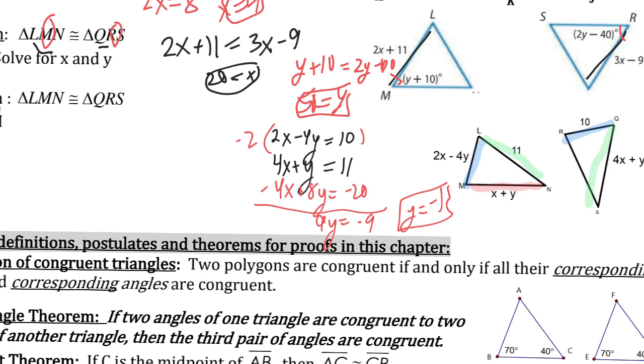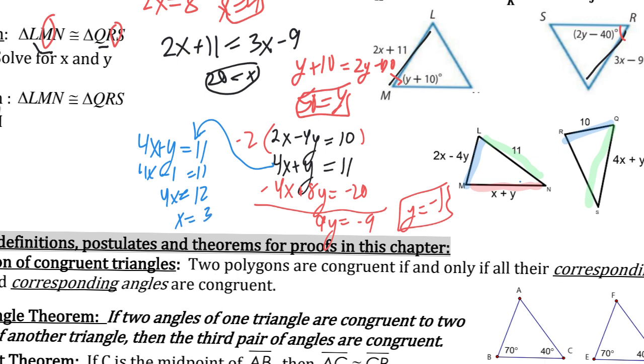Okay, so I'm going to look at the second equation, which says 4x plus y is equal to 11. And if we know that y is -1, you're going to do 4x minus 1 is equal to 11. Solving it, you add 1 to both sides. 4x equals 12. So x is equal to 3. Okay, so x is 3 and y is -1.